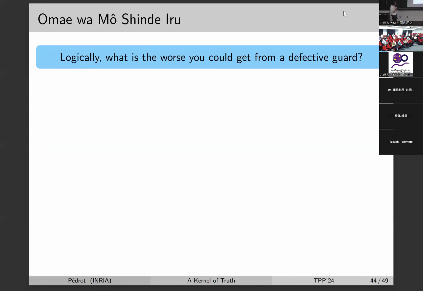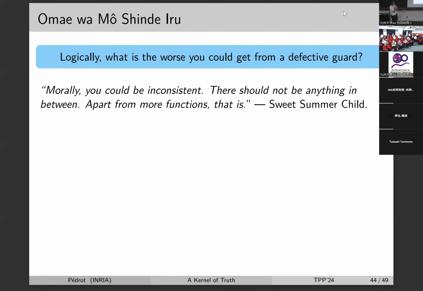Point one. Point two. What is the worst that could happen if you have a guard that is not doing what you're expecting a guard to do? You might say, oh yes, you could be inconsistent: if the guard is more lenient, you can reach falsity. That's bad. We don't want it. But apart from that, the only thing you can get is more functions. Seems legit, right? You have more functions you can write.